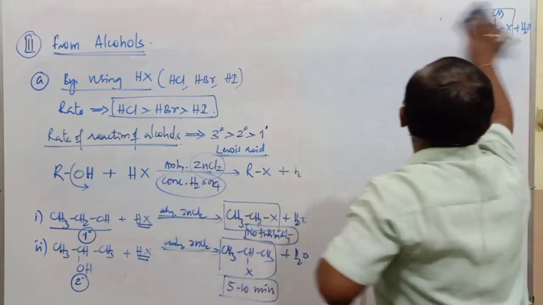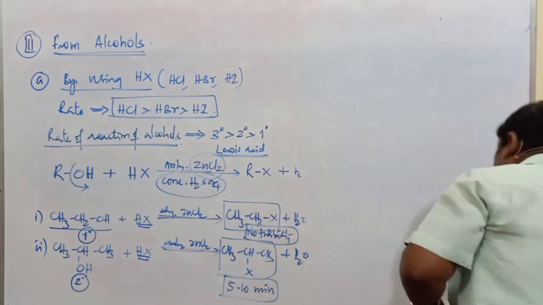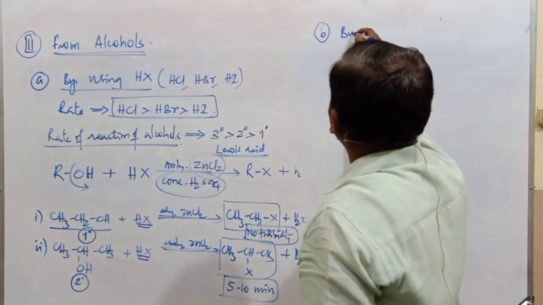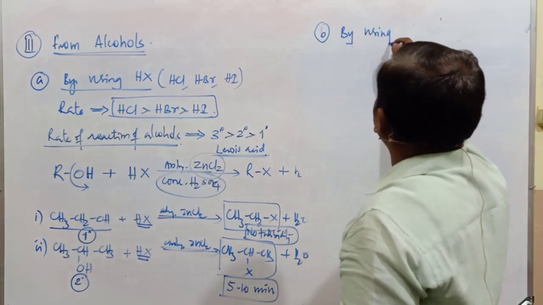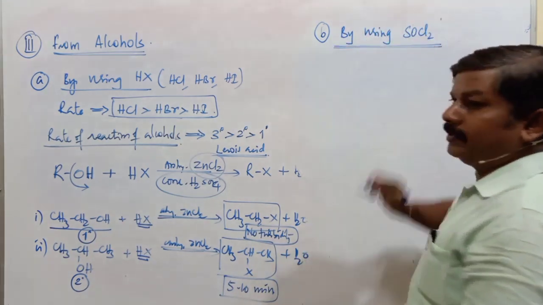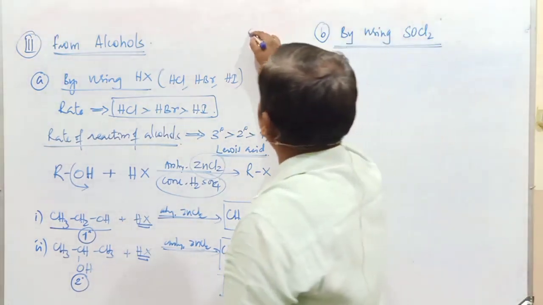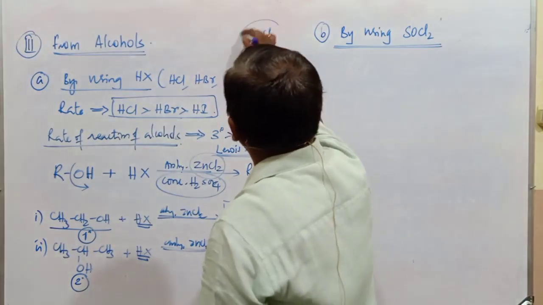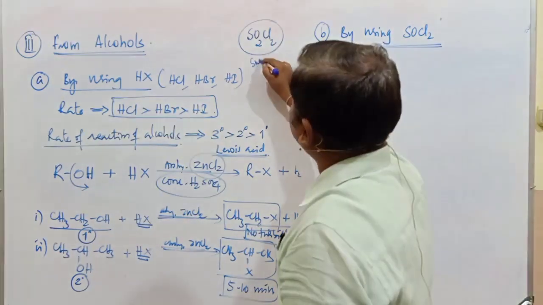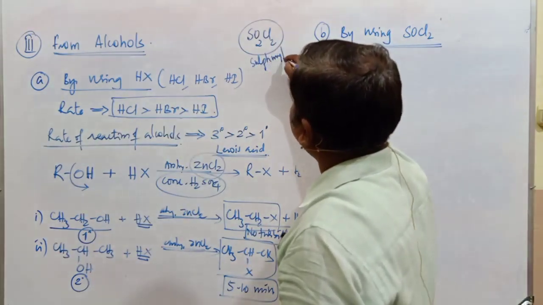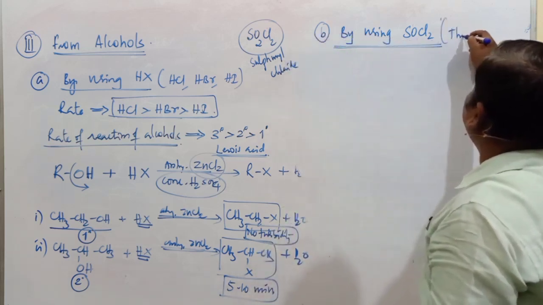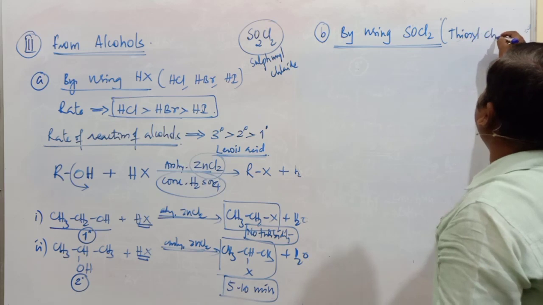Which reagent did we use first? In the first, we used HX. By using HX, I'll call it A, and this one, B, is by using SOCl2. What is the name of SOCl2? One of the compounds I previously mentioned is SO2Cl2. What was the name of this compound? It is called sulfuryl chloride. And what's the name of this compound, SOCl2? This compound is called thionyl chloride. It is known as thionyl chloride.